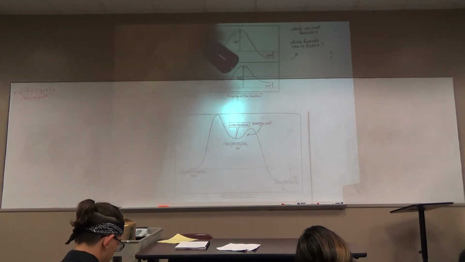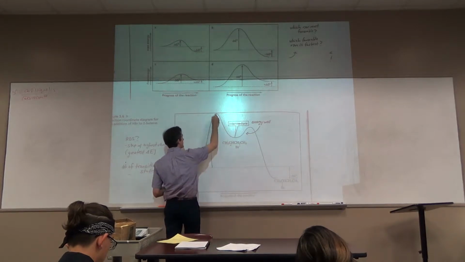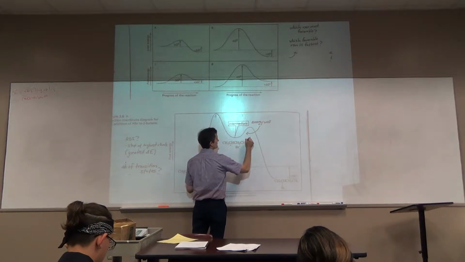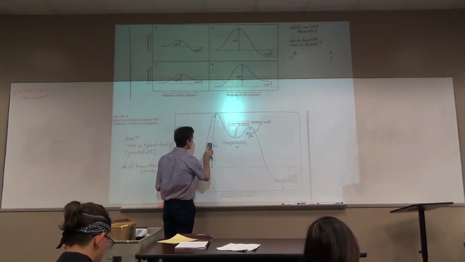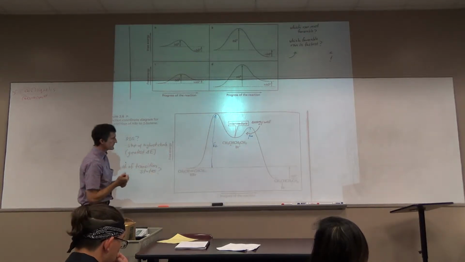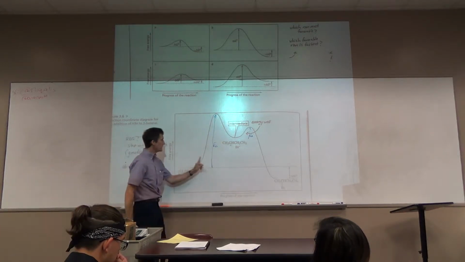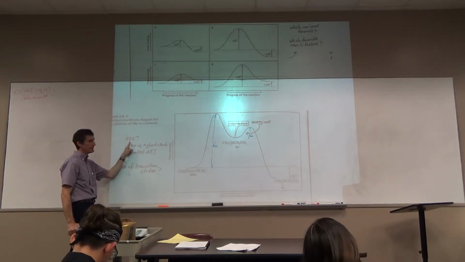Really, it's which step is more difficult? Step 1 is more difficult. It requires so much more activation energy than this. So step 1 is the rate determining step. RDS, rate determining step.